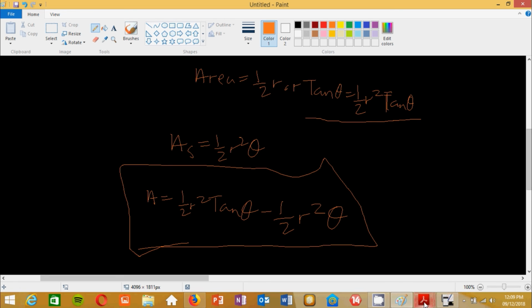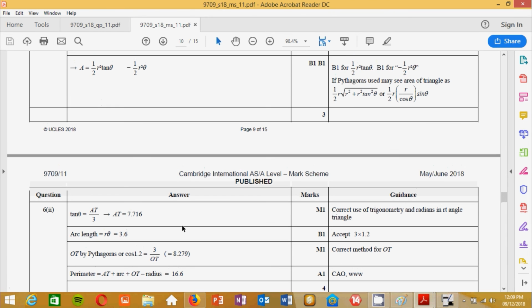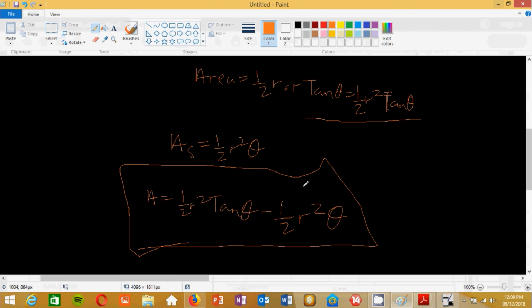And this is my final answer. If we're going to check the mark scheme, this is our answer. Area is equal to half r squared tan theta minus a half r squared theta, and we get all our 3 marks. So this answer is correct.